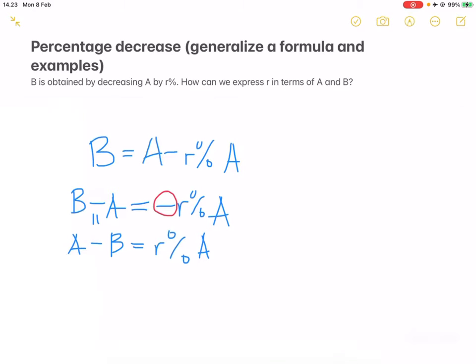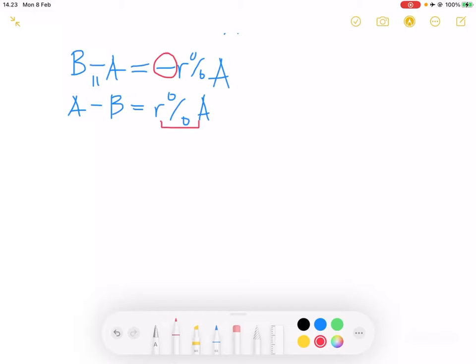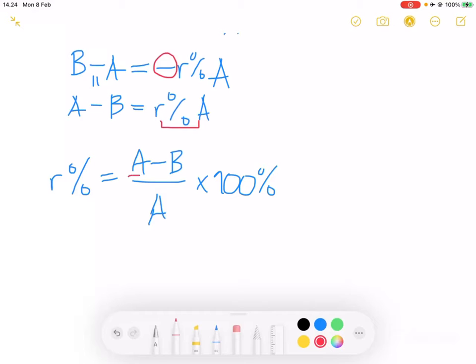And then finally we can just divide both sides by A, and since we're dealing with percentages, it's probably best to then multiply our final result by 100%. So we're left with our final formula: R%, the percentage decrease, is equal to A minus B over A, multiplied by 100%, where A is the initial value, B is the new value, the value after it is decreased, and R is the percentage decrease.